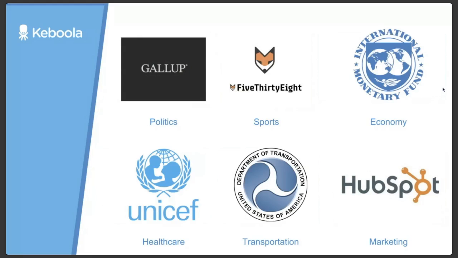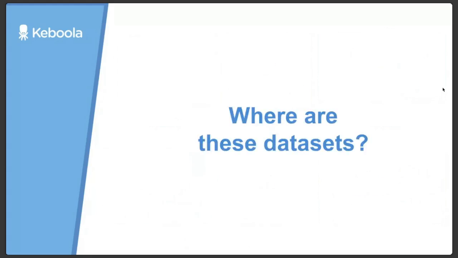Many organizations are part of this movement and publish data sets for public use, including Gallup, 538, International Monetary Fund, UNICEF, US Departments of Transportation, and HubSpot. Now the question is, where are these data sets and how can we find them? I would like to talk about a few examples.